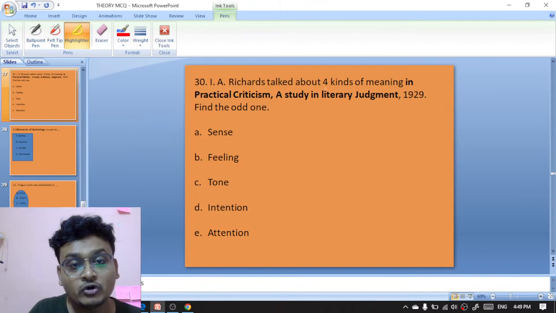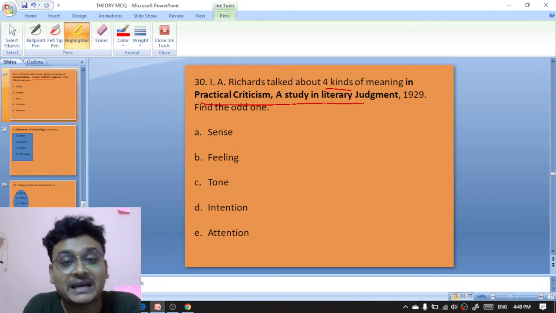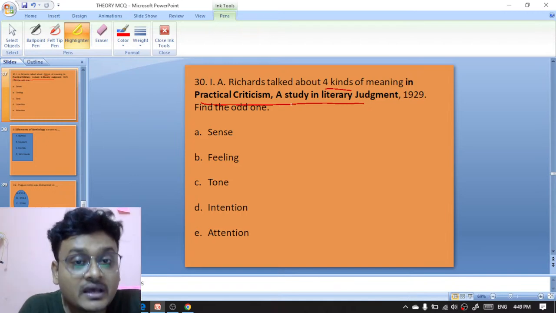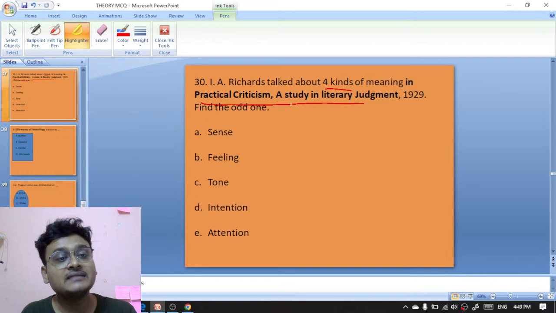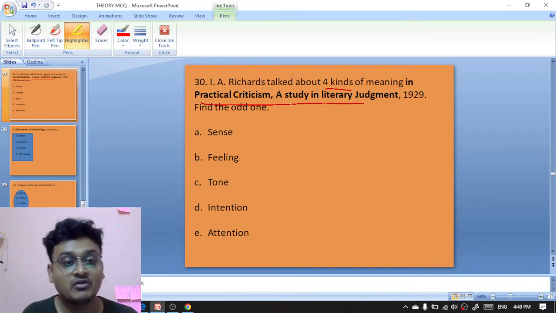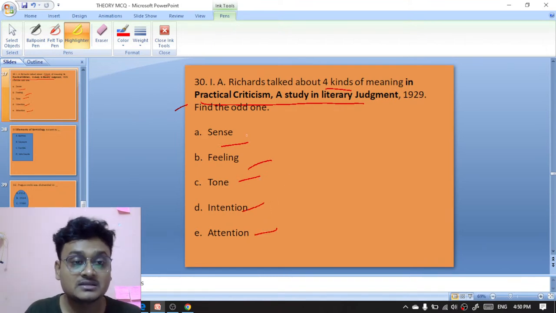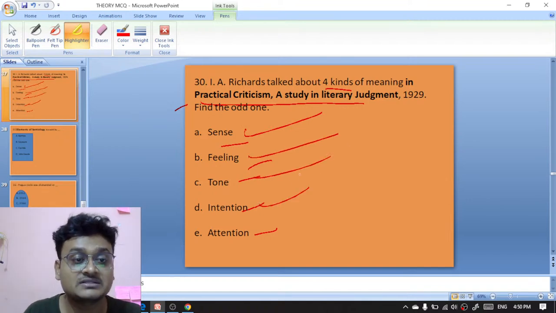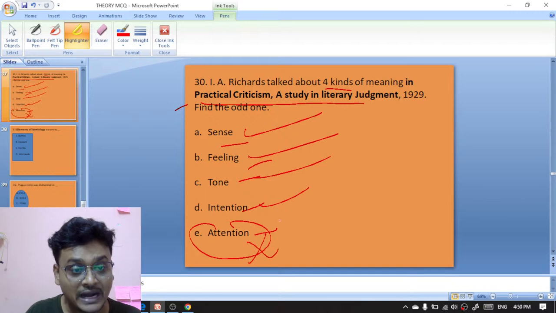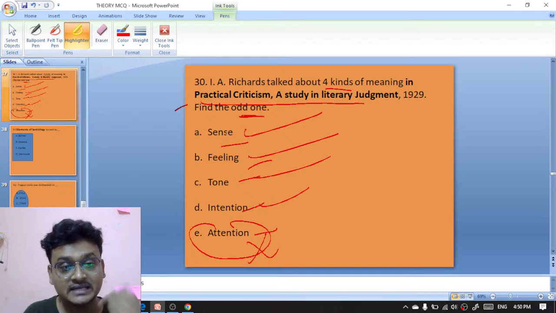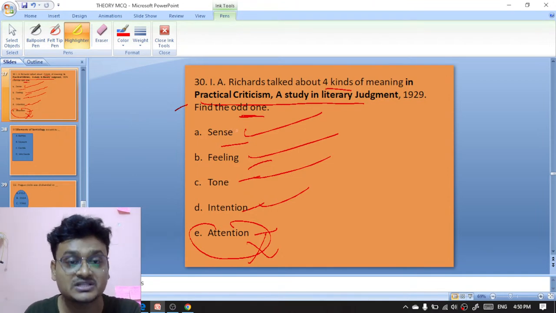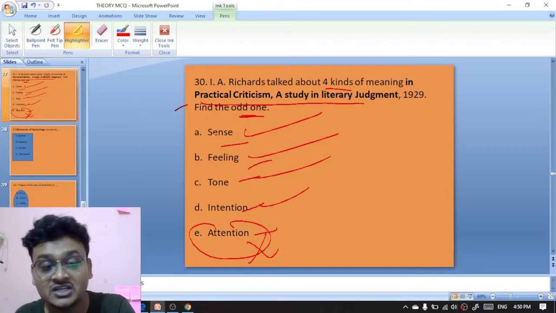I.A. Richards talked about four kinds of meaning in Practical Criticism, A Study in Literary Judgment, which was published in the year 1929. In that book he has mentioned four kinds of meaning, and you have to identify the wrong one. Your options are sense, feeling, tone, intention, attention. The four kinds of meaning there were sense, feeling, tone, and intention. Attention was not there. So attention is the right option, since you have to identify the word that was not there. So sense, feeling, tone, intention were there in the book Practical Criticism, A Study in Literary Judgment by I.A. Richards, published in 1929.